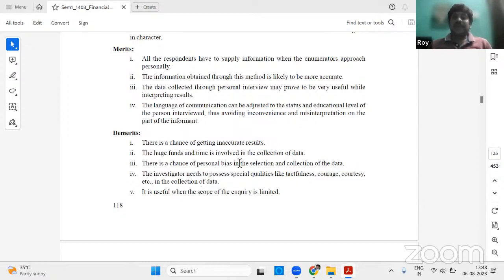There is a chance of personal bias in the selection and collection of data. I love X party, and I will go to the people who love X party and interview them, asking whether they like X party or Y party. Definitely, if I go to the people who like X party, they will say yes only. The investigator also needs to possess special qualities like tactfulness, courage and courtesy in collecting the data.